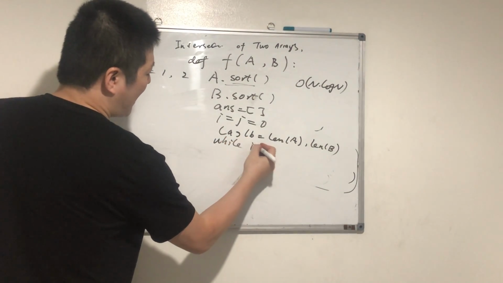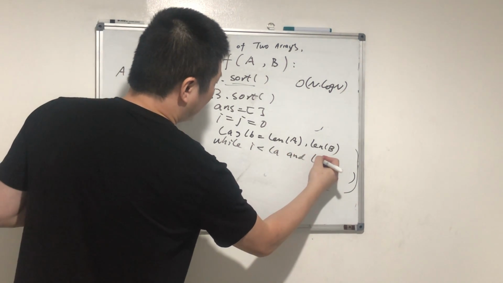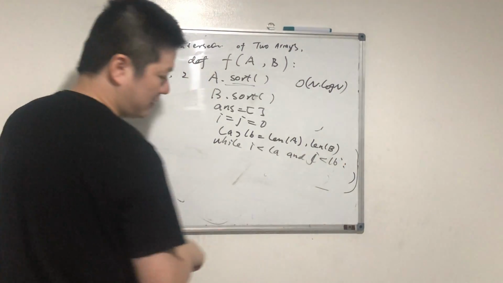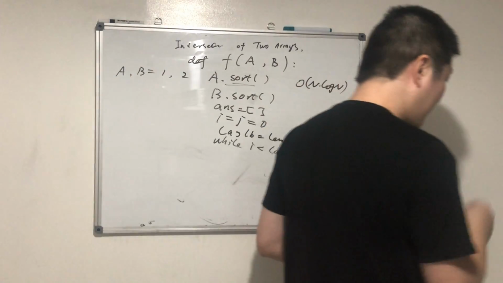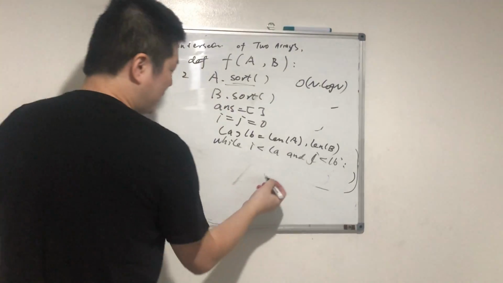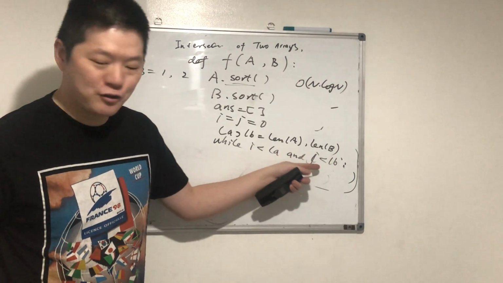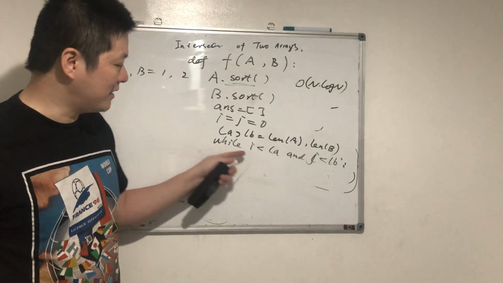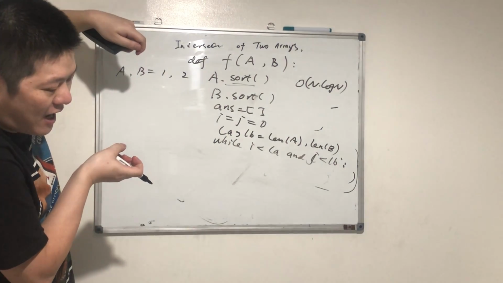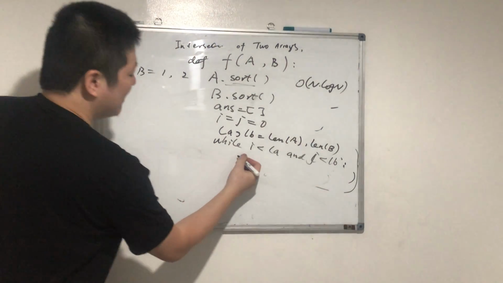While I smaller than LA and J smaller than LB. Okay, this is dying. The pen is dying. So look, what does this mean? I smaller than LA and J smaller than LB. Why? Then you move it. So while any of these are still in the range.